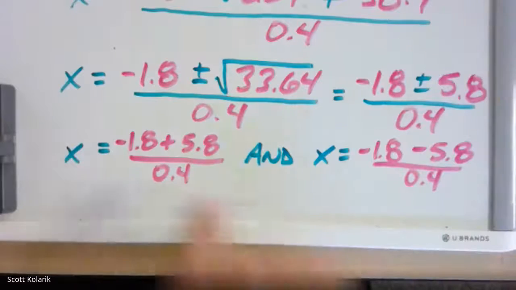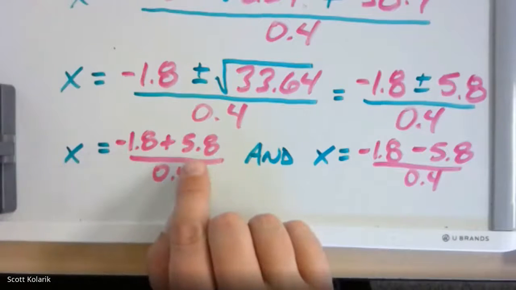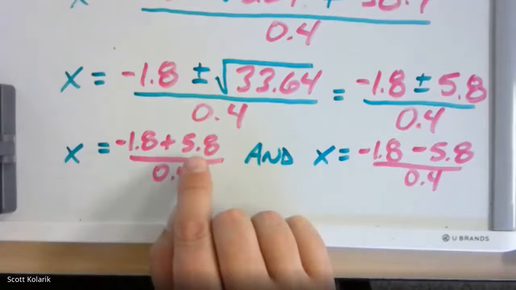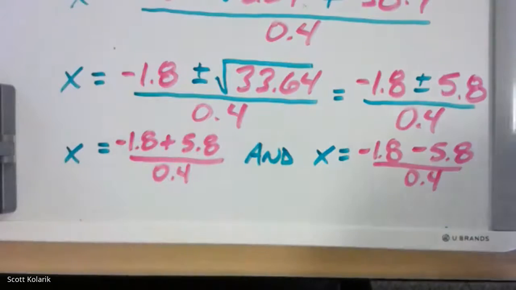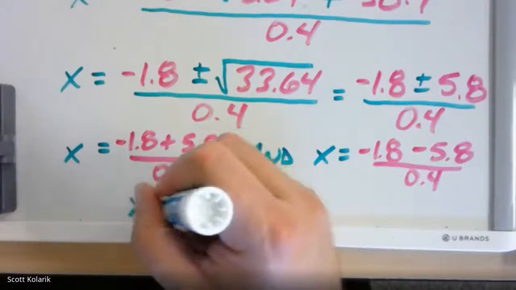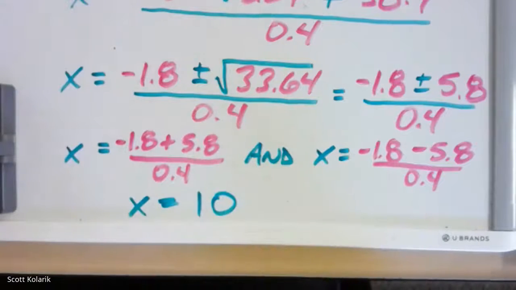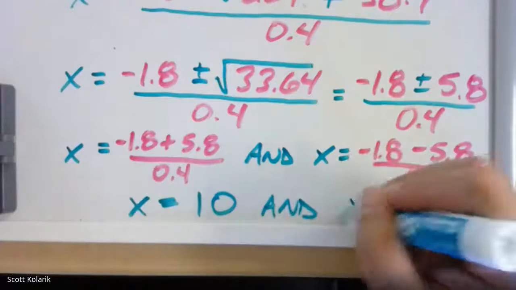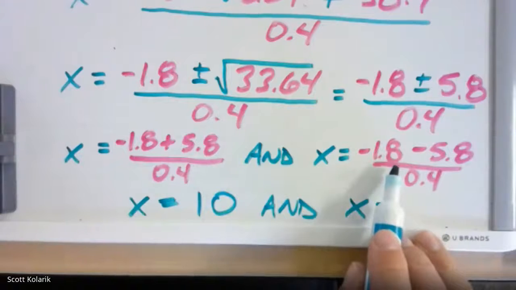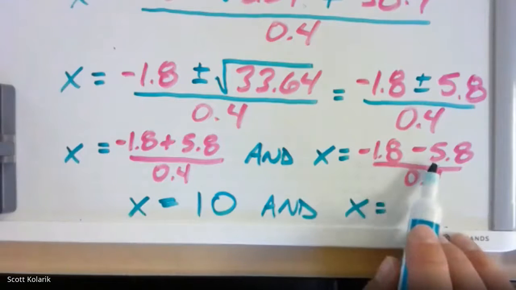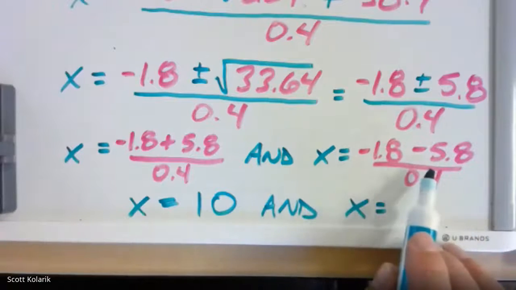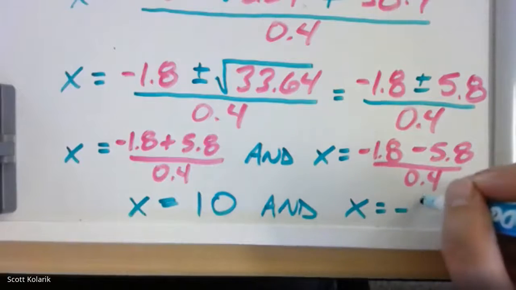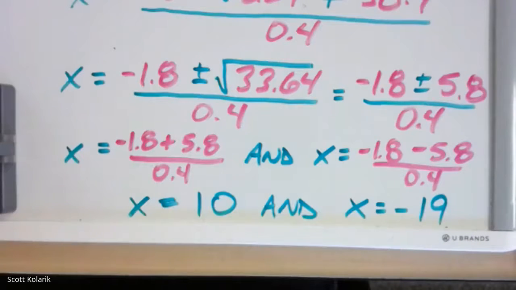Now if I were to do this on a calculator, this one will be a little bit easier. Negative 1.8 plus 5.8, on the calculator, I get 4 for that numerator. 4 divided by 0.4, again on a calculator, x equals positive 10. That's one of the x-intercepts right there. And if I were to do this one over here, trust me, when I just talked through it, negative 1.8 minus 5.8 will give me negative 7.6. That negative 7.6 divided by 0.4 will give me negative 19. Don't take my word for it. You can check that on a calculator as well.